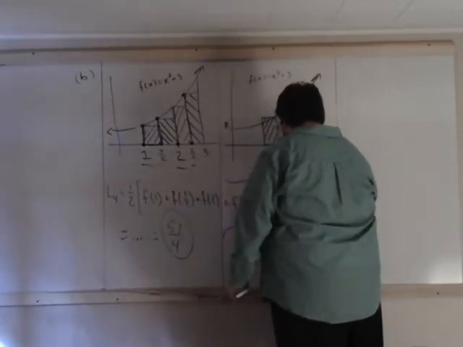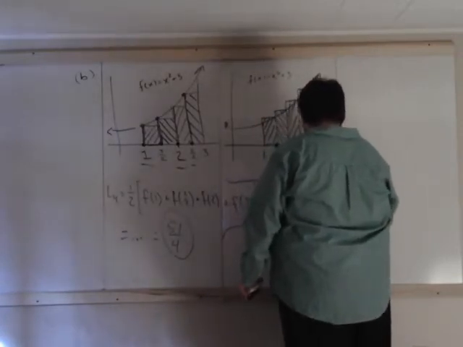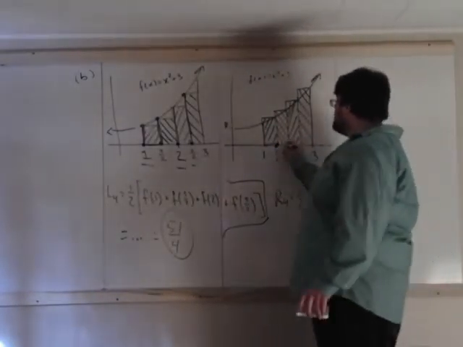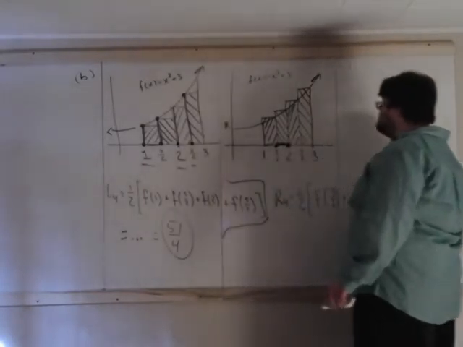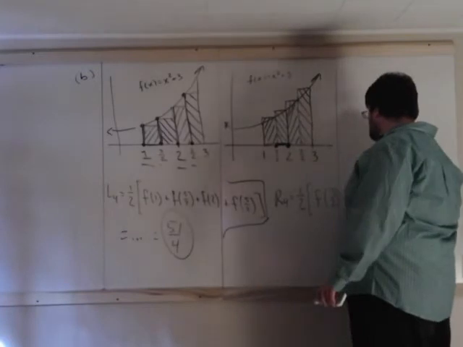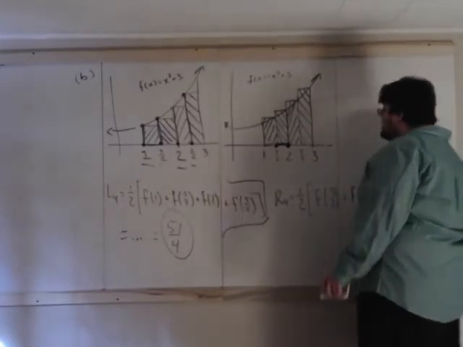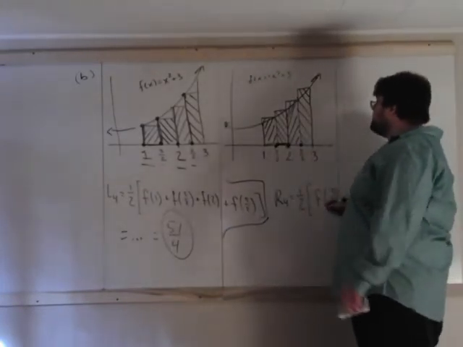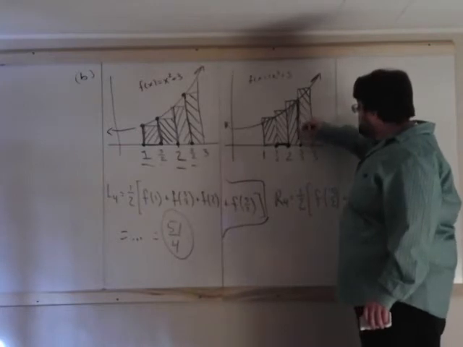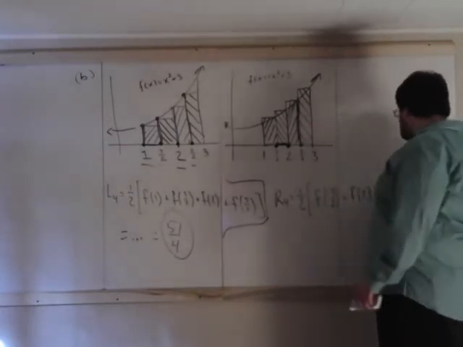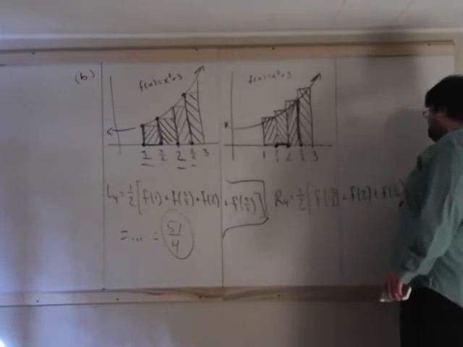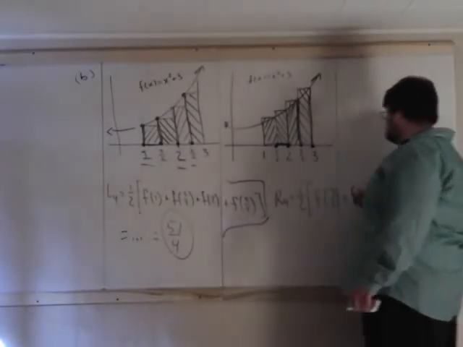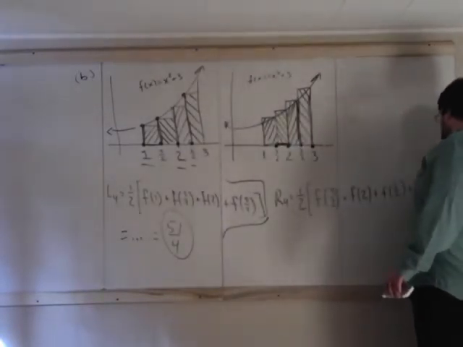So R4 equals a half, which is all the bases, times f. The first one occurs at 3 halves. The next rectangle height occurs at 2, so the height is given by the function at 2. The next rectangle height occurs at x equals 5 halves, so the height of the rectangle is given by f of 5 halves. And then the height of the last rectangle is given by the function at 3. So that's just f of 3.